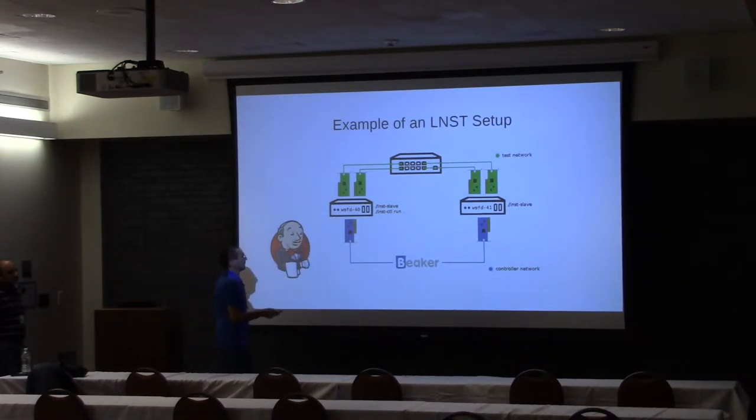This blue line and this green line are totally different networks. This is the control network, how you SSH or VNC to your systems. The green network is where your test is going to be, your pings or your TC or your iperf, netperf, whatever throughput tool you will be using.